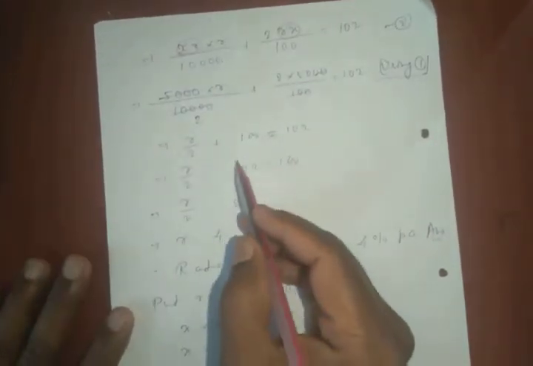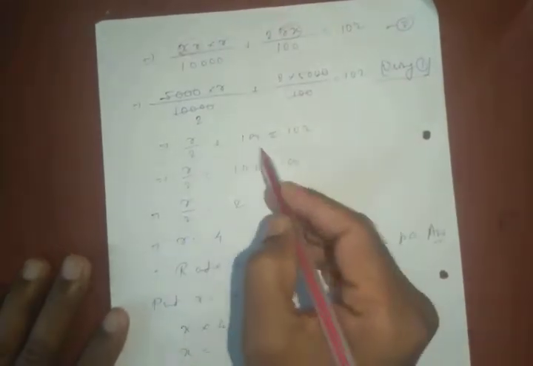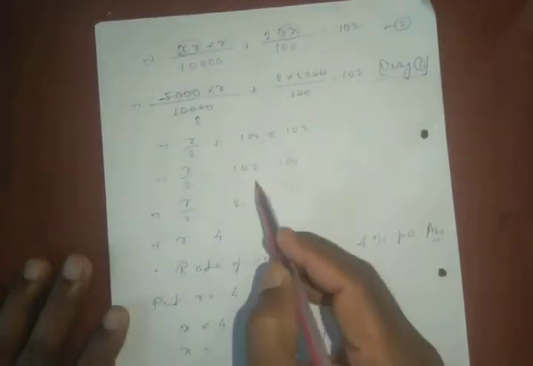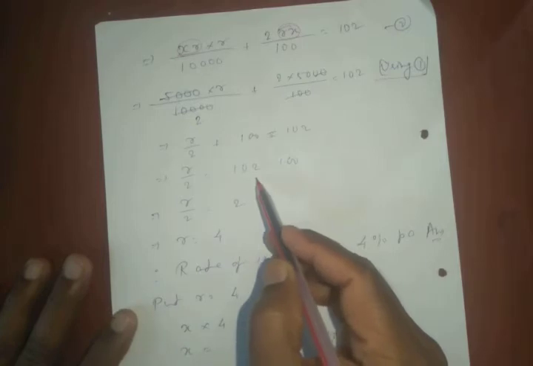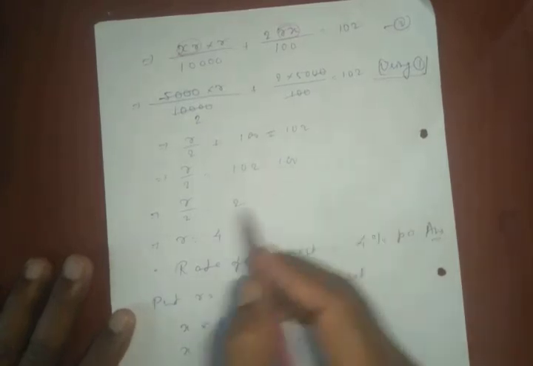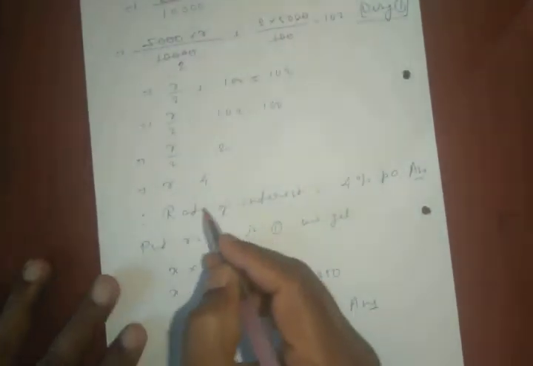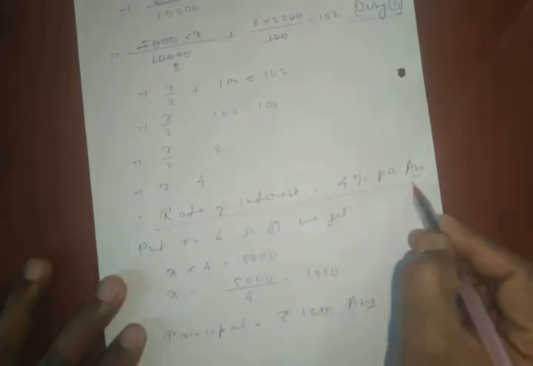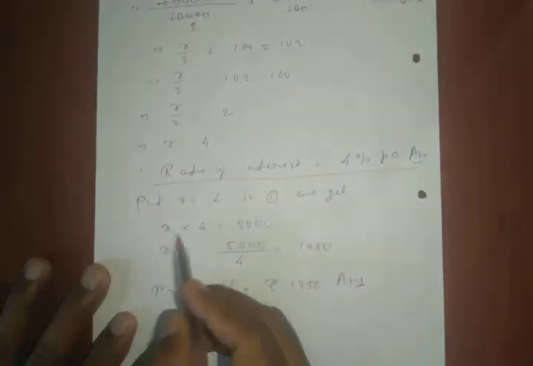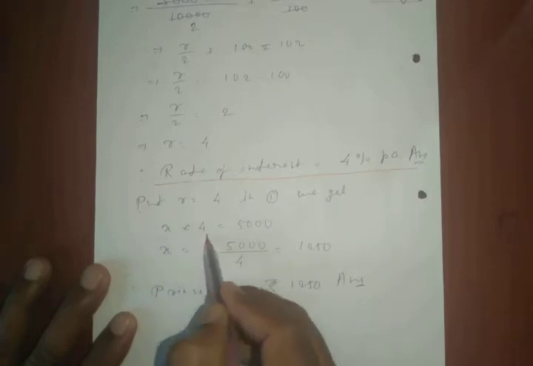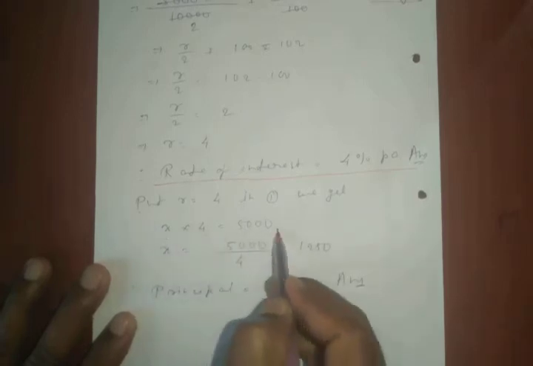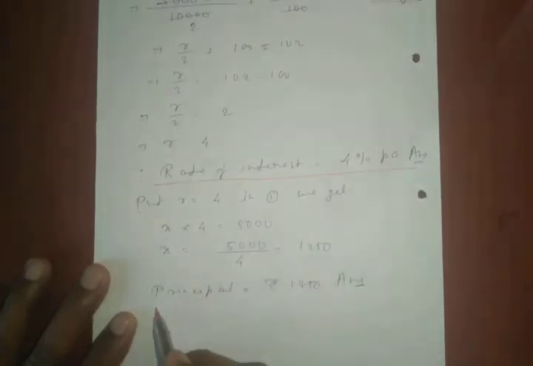Then it will be R by 2 plus 100. This R by 2 equal to 102 minus 100, or R by 2 equal to 2, then R equal to 4. So the rate of interest will be equal to 4% per annum. And then put the value of R in equation 1, that is XR equal to 5000. So you will get X into 4 equal to 5000, then X equal to this, or the principal is this. This is the answer.